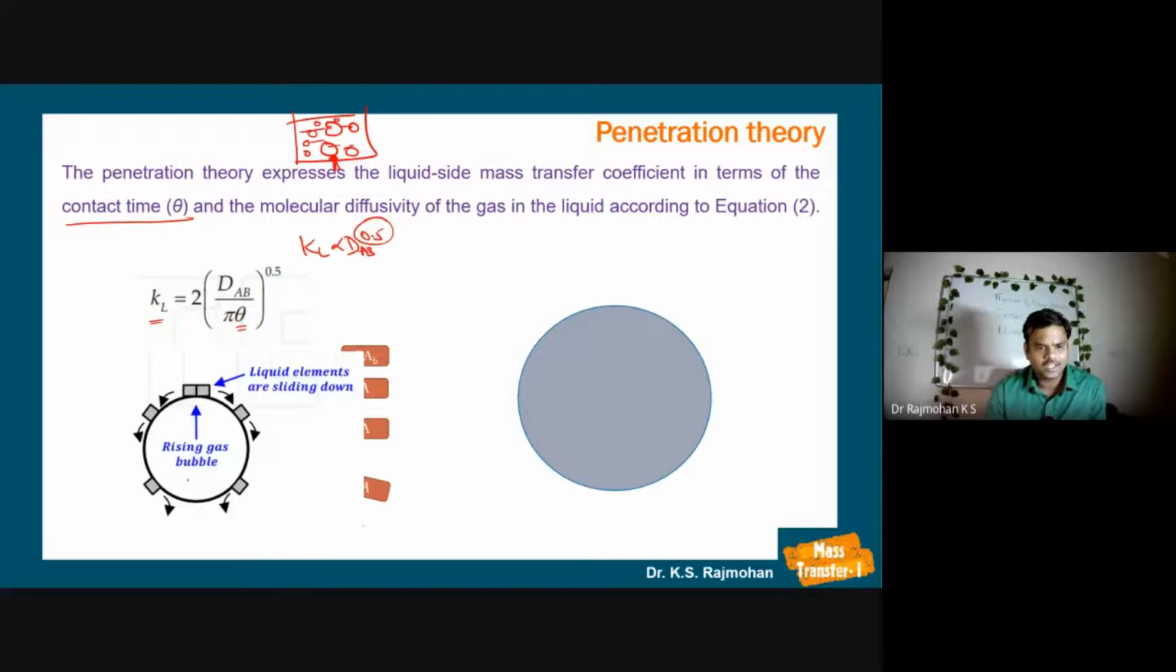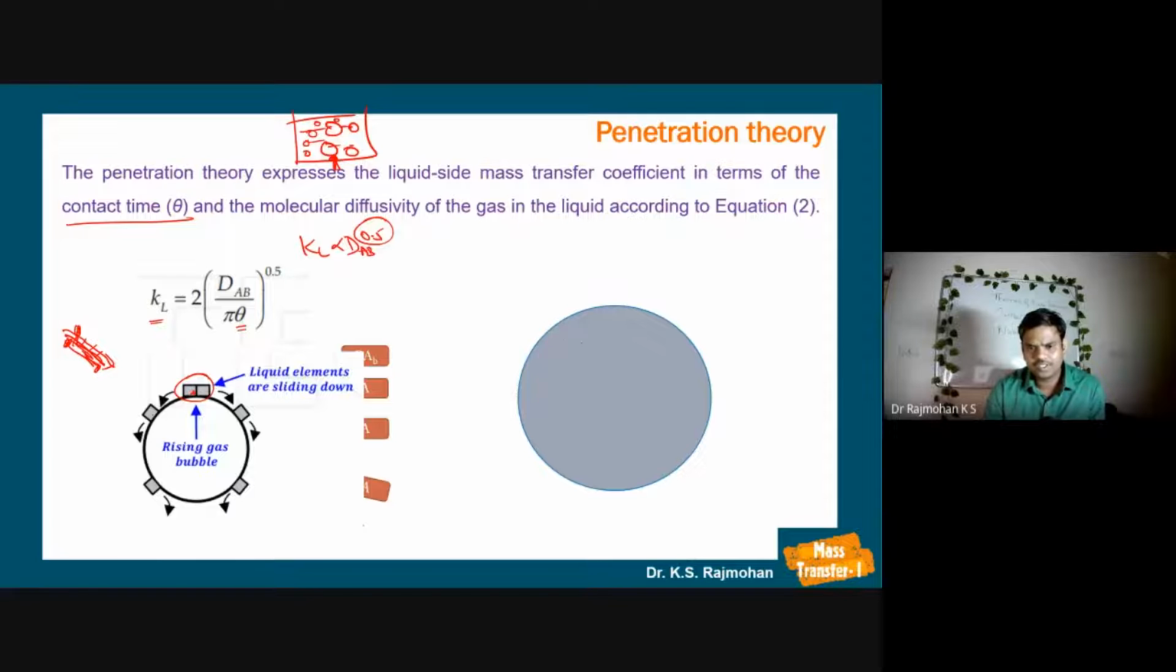Okay, so if you are considering a rising bubble, we can say that liquid elements are sliding, like a slider in the park. A student climbs on it and slides down, and that is the contact time. How much time he spends between the slider and himself, that is the contact time here. Same like with a spherical bubble, liquid elements are sliding from the top down along it. I will try to show it with an animation.